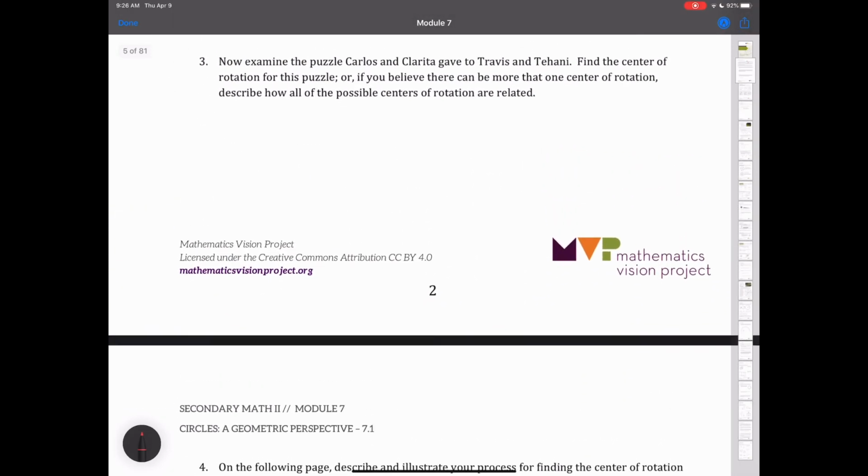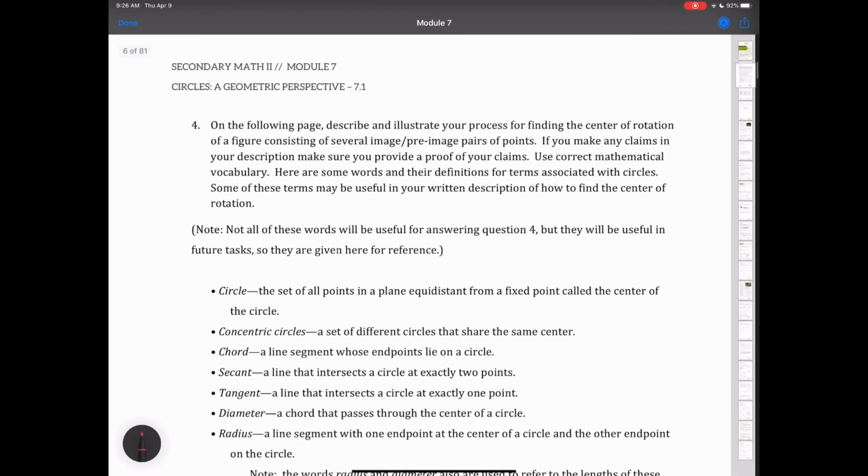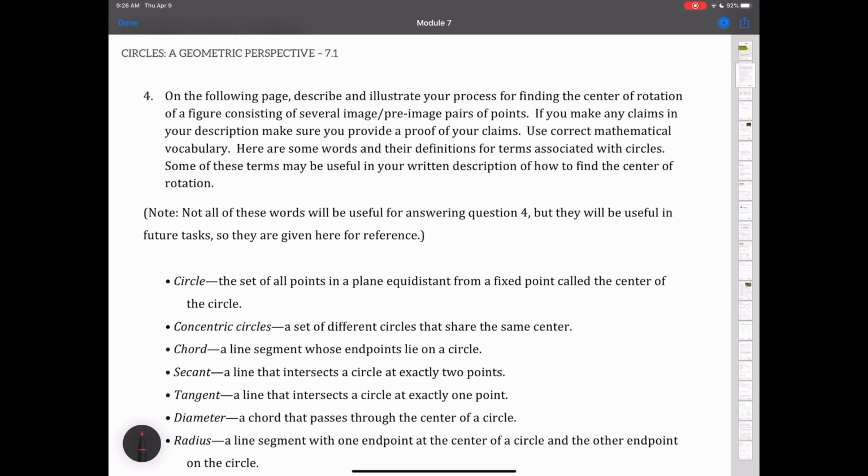Now that we have number 3 tackled, let's figure out this next thing. On the following page, describe and illustrate your process for finding the center of rotation of a figure consisting of several image and pre-image pairs of points. That means something that's more than just a point, right? It could be a line, or a triangle, or a square or a rectangle. So, if you make any claims in your description, make sure you provide a proof of your claims.